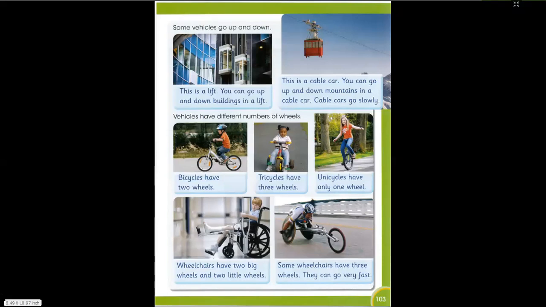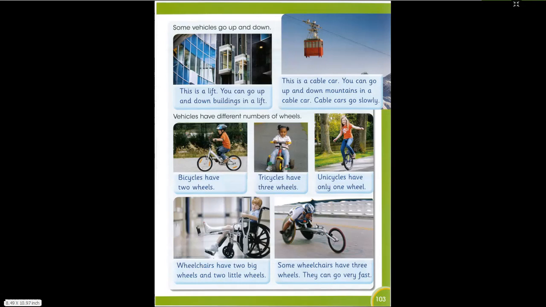Then we have studied some vehicles that go up and down, in which we studied lift and cable cars. Lifts are an easy means of transportation. When you are down and want to go up, you can stand in the lift and it will take you up. It is used with the help of electricity. Even cable cars move with the help of electricity. Lifts are mostly in buildings where there are offices and flats. It helps you move from down to up or up to down.